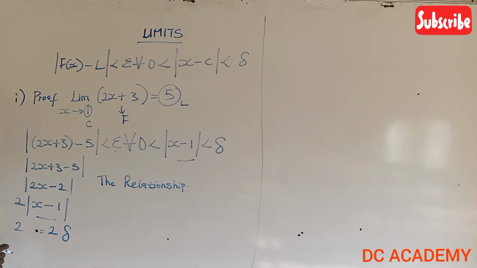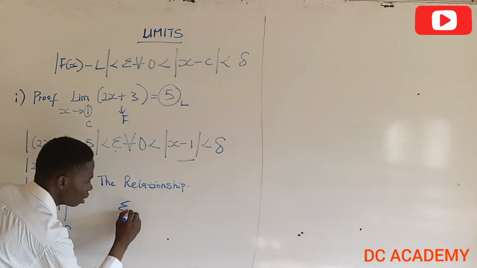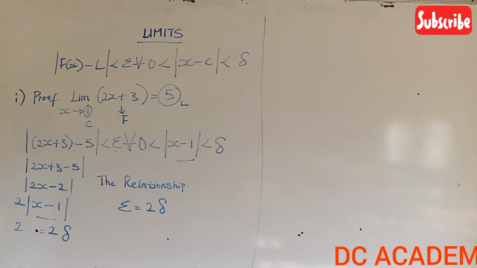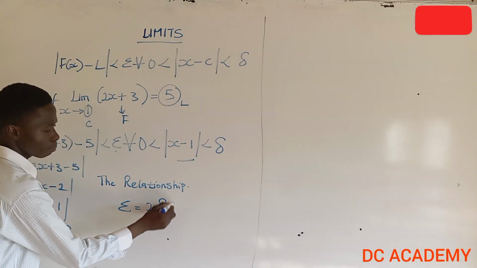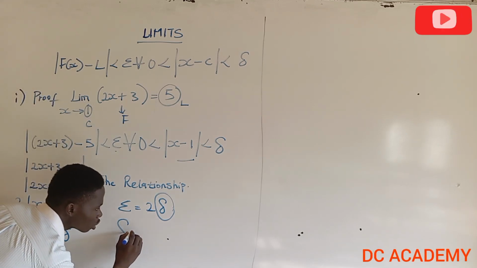So now, in finding the relationship, we say that epsilon is equal to 2 sigma. Do you get it now? Now, making this the subject, we now have this to be equal to what?